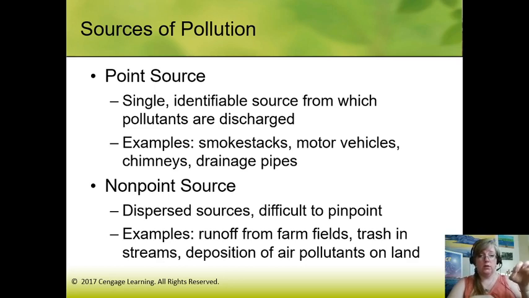Point source pollution. Non-point source pollution is kind of dispersed, and the sources are more difficult to pinpoint. Examples are runoff from farm fields, trash in the streams, and deposition of air pollutants on land. Since these are so much harder to pinpoint, the people doing it get away with it, and so it continues.